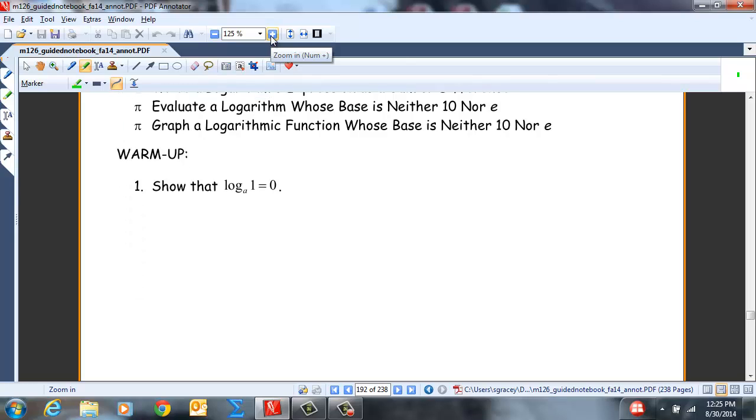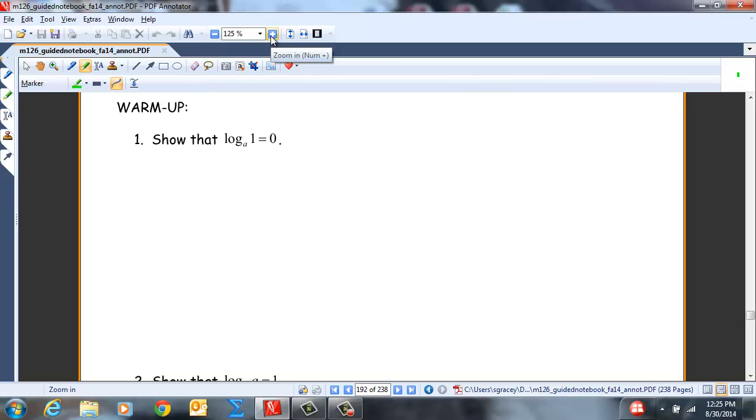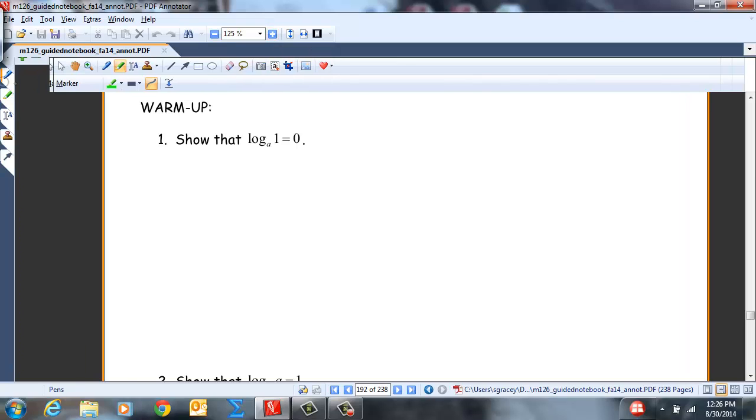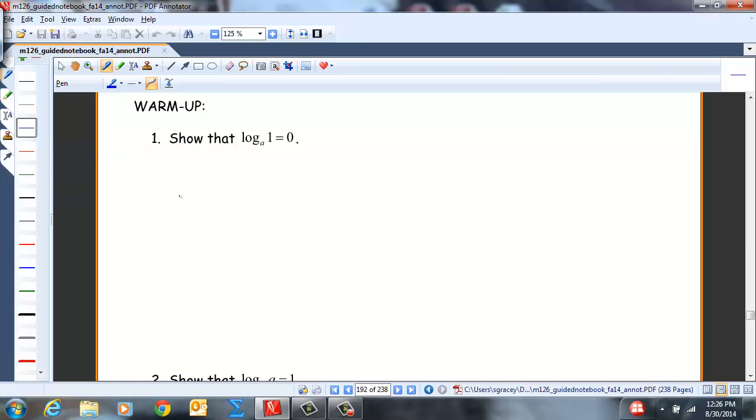We've got a couple of problems here, and the first one is show that log base a of 1 equals 0. So go ahead and pause the movie and warm it up. All right, let's see how you did. If we take a look at this problem, log base a of 1 equal to 0, let's switch it into exponential form.